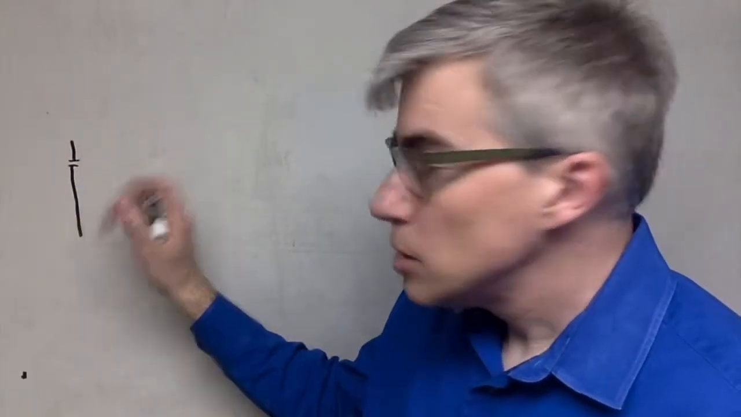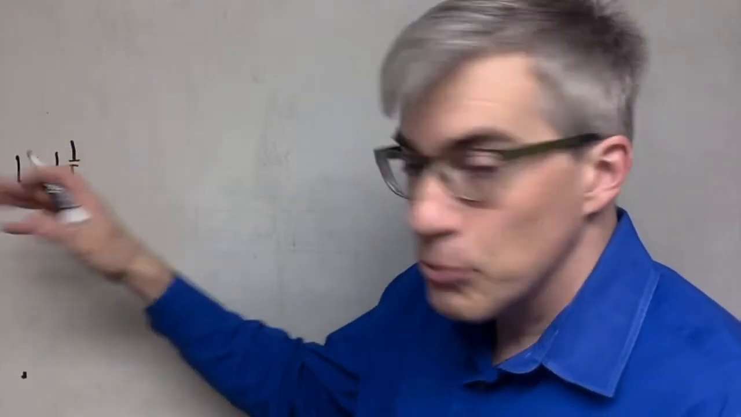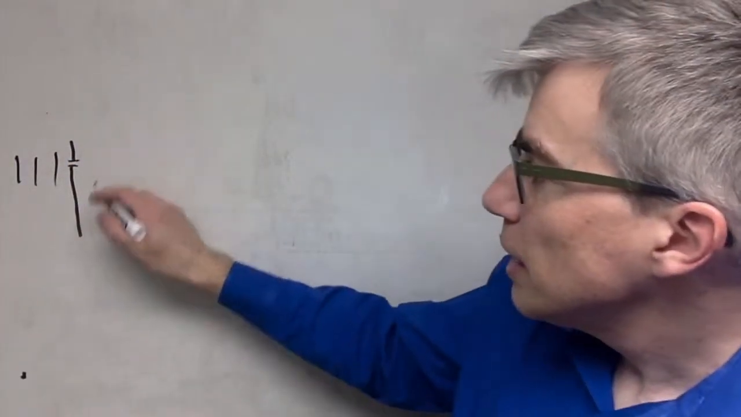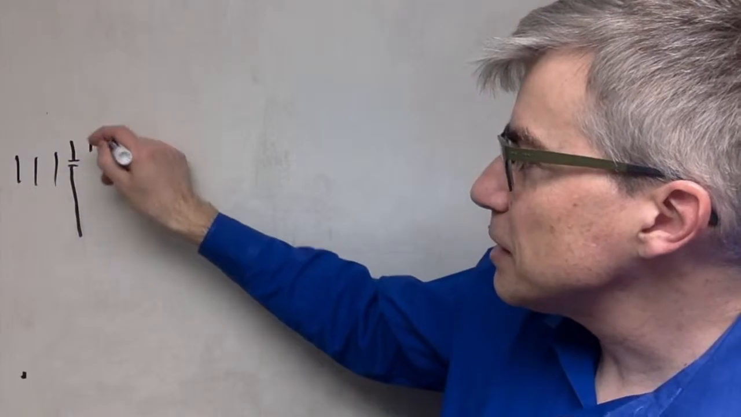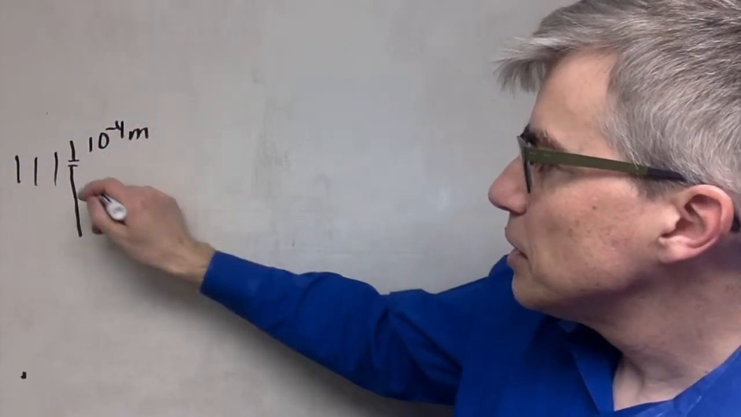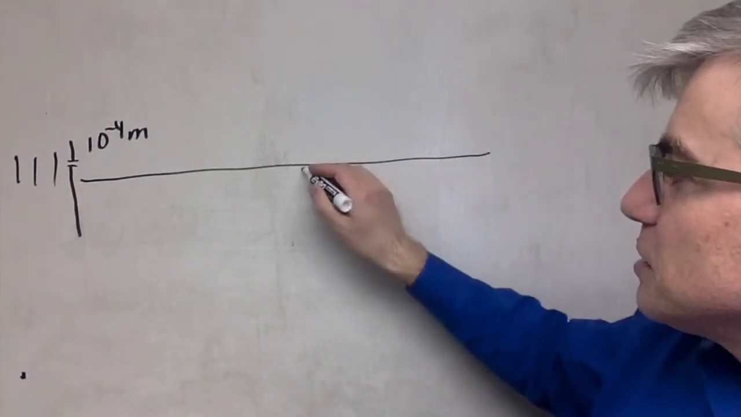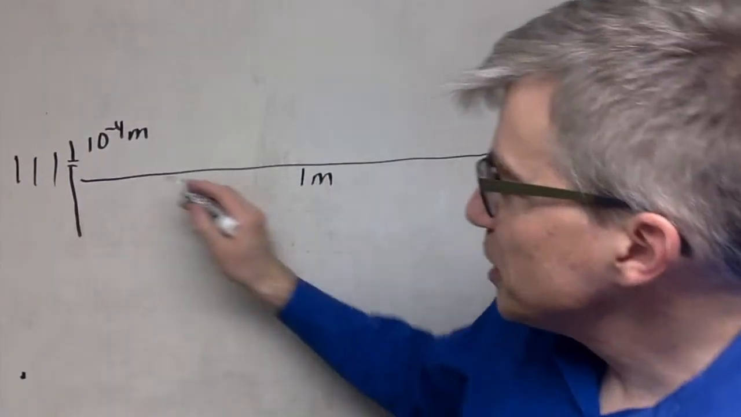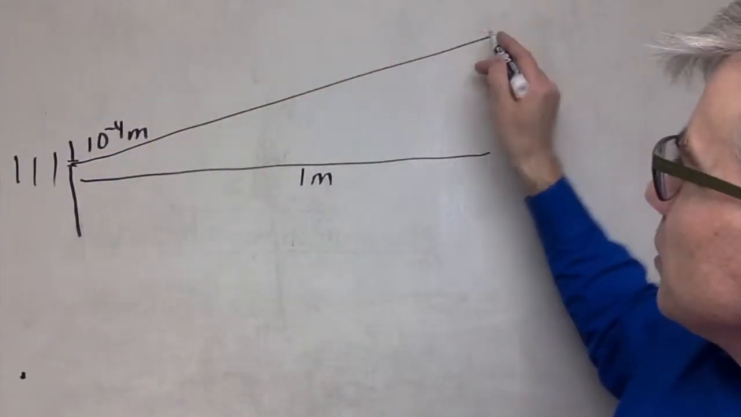A single slit or a double slit is a tiny little gap in a wall, so that you can shine one narrow laser beam and it more than covers the hole. The distance across the slit is something like 10 to the minus 4 meters, and the distance to the screen is something like 1 meter.